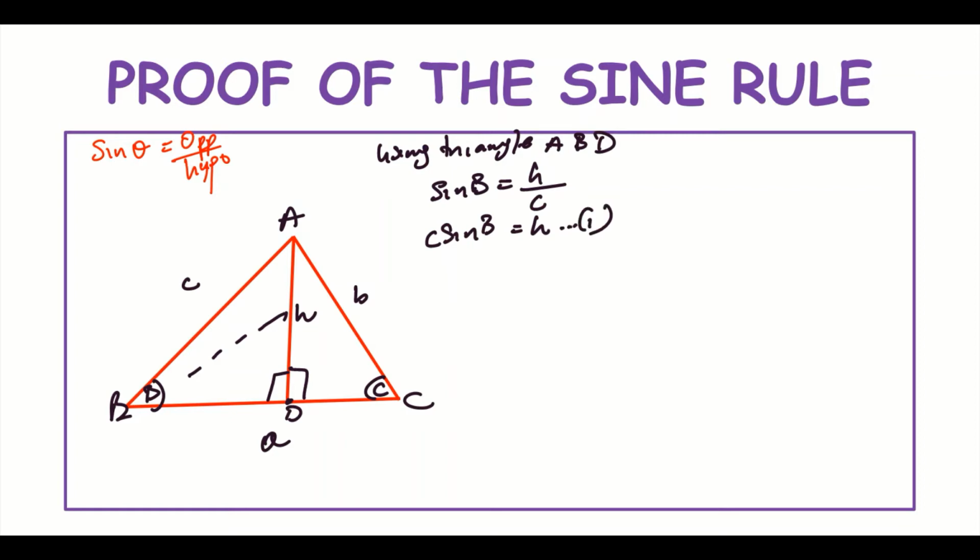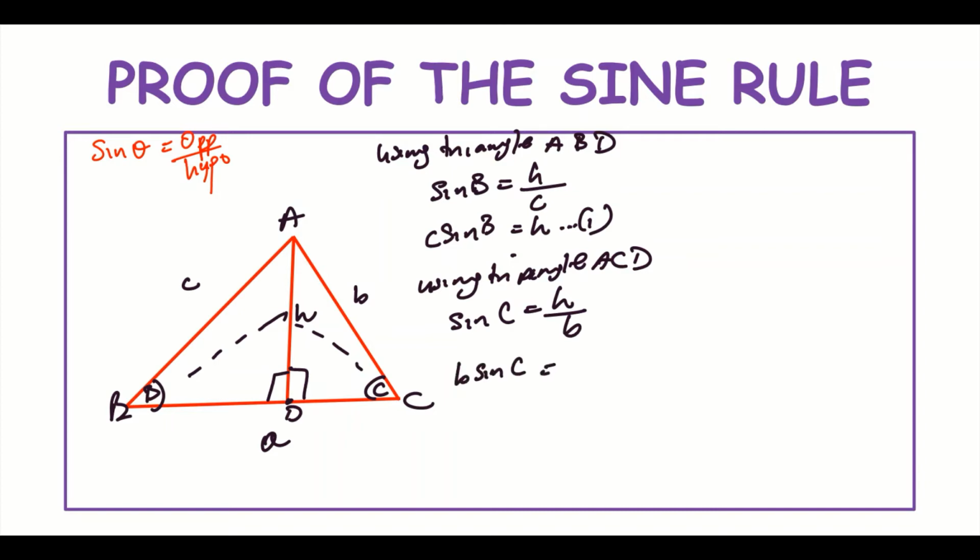Now we want to find h in the triangle ACD. Using triangle ACD, we know that sine C is the opposite, again, over the hypotenuse. The opposite is our h, and our hypotenuse is b. Now to find h, we know that h is going to be b sine C. We can call this equation 2.